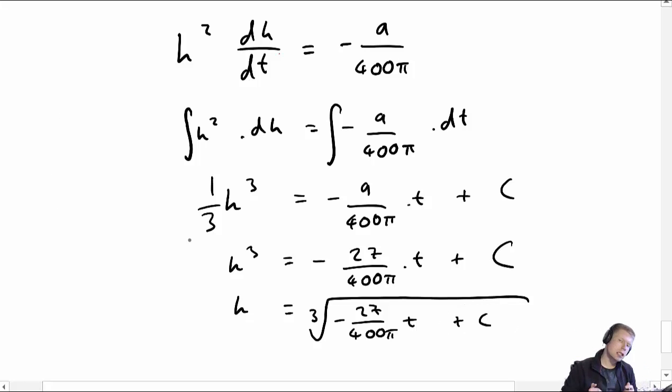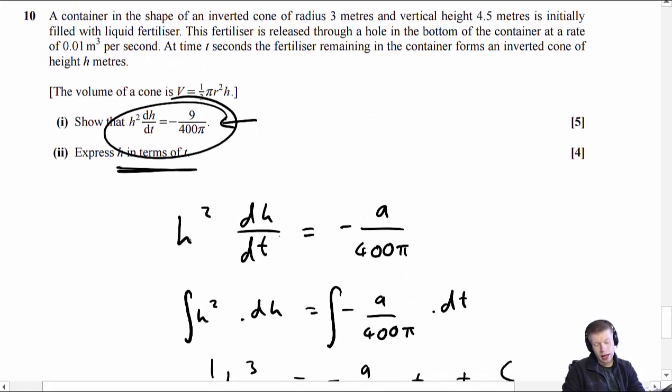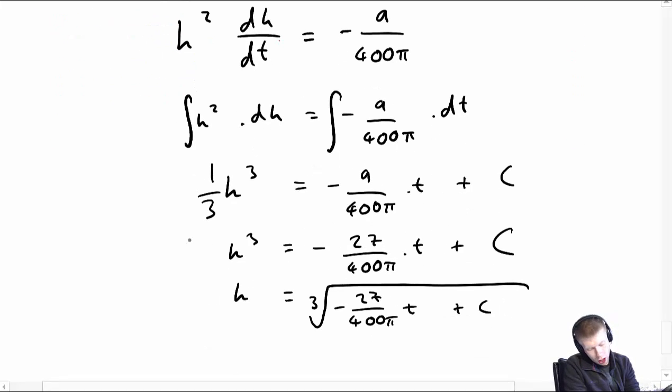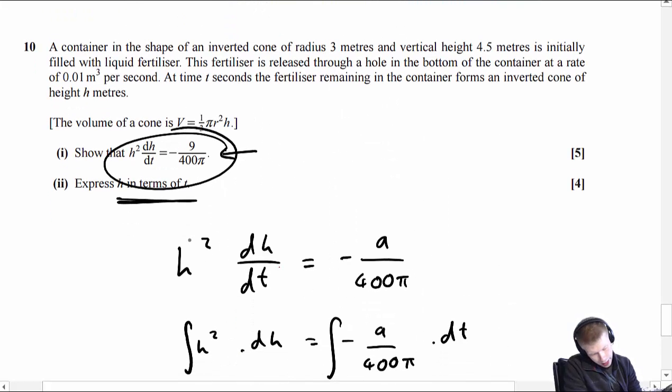If I want a particular solution, I simply say, can I find the value of c? Well, yes, I can. I have to look back at the original question, and I kind of have to interpret it. And basically, if you look at this, I need a relationship. So I need to know a value of h and a value of t. I can then sub them in, and then I can work out what c actually is. So let's look back at the original question.